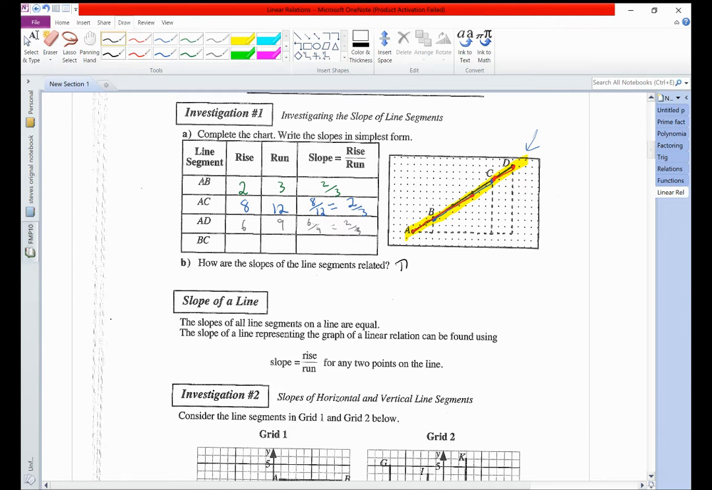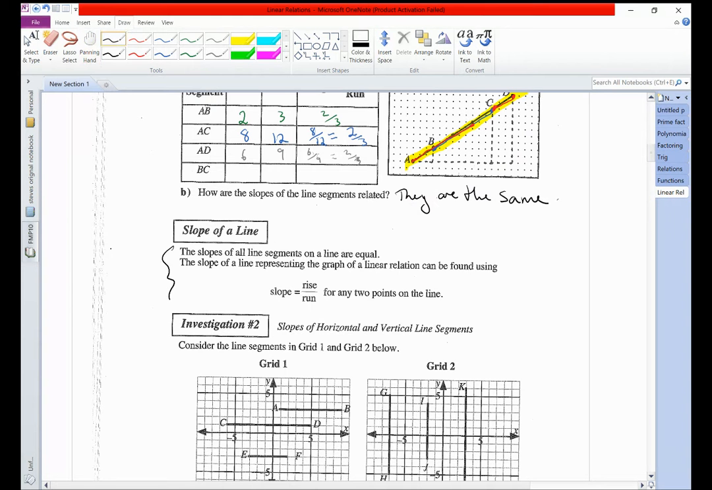The slopes are related. They are the same. That's how they're related. It's the same straight line. Doesn't matter which 2 points you choose on the line, the slope will always be the same. So that kind of sums it up right here for you. The slopes of all line segments on a line are equal. The slopes of a line representing the graph of a linear relation can be found using rise over run for any 2 points. Any 2 points on the line. So that's pretty cool.